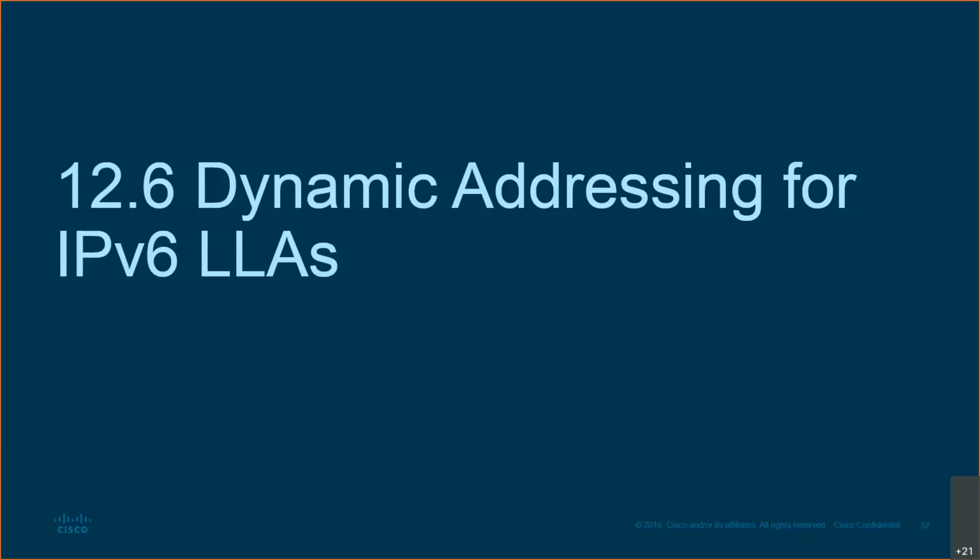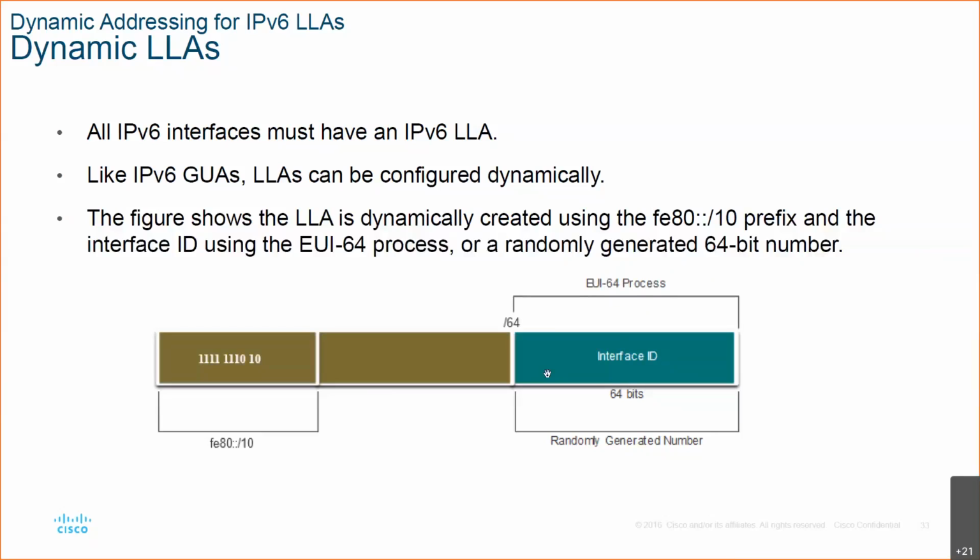So, dynamic addressing for IP version 6 link local addresses. We know how to dynamically assign a global unicast address, but what about a link local address? The link local address can also follow the EUI64 process. Remember, the link local address is dynamically created by starting with FE80/10. Network portion is 10.